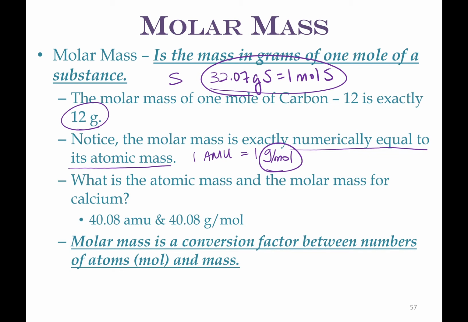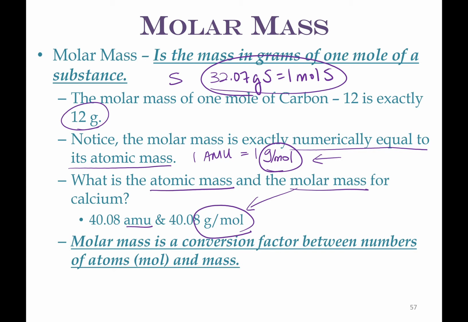So the atomic mass and the molar mass for calcium: for the atomic mass, the units are AMU, 40.08 AMU. For molar mass, the units are grams per mole. Even though these are equivalent, if I ask you for the molar mass, you must put grams per mole. If I ask you for the atomic mass, you need to put AMU. So you need to understand the difference and when to use the proper unit.